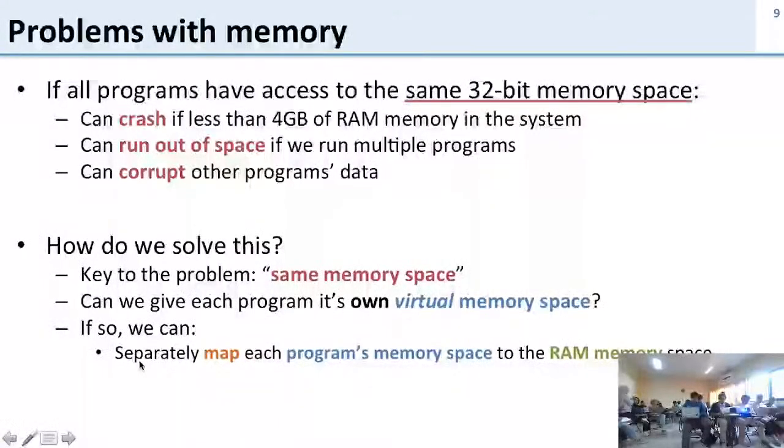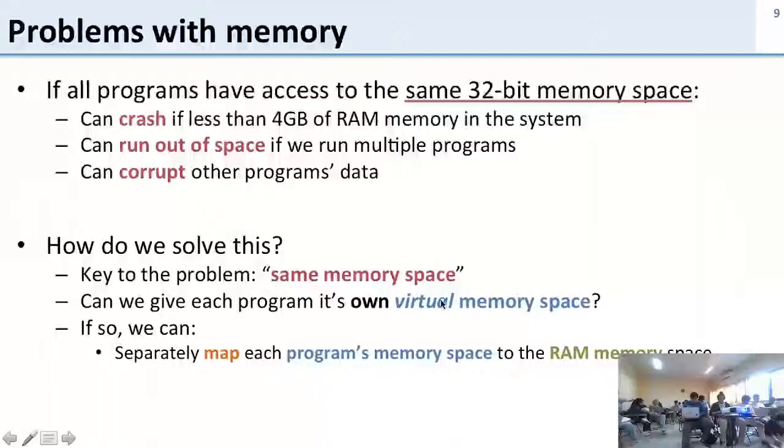So what we're going to do is separately map each program's memory space to the RAM memory space. So with virtual memory, we have a whole bunch of these memory spaces. We have a memory space for each program called its virtual memory space. We have a memory space for the RAM called the physical memory space. And then we're going to have this map in the middle that maps the program memory spaces to the RAM memory spaces. And that's really all virtual memory is. What we're going to talk about in this lecture is all the cool things you can do with it.